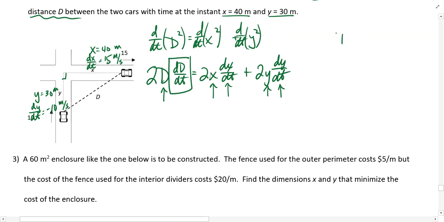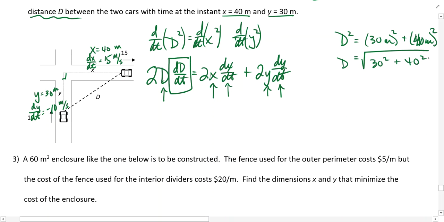But that's actually pretty easy to compute because, again, d squared is equal to x squared plus y squared, which in this case is 30 meters and 40 meters. So d by itself is the square root of 30 squared plus 40 squared meters. And that's a nice 3, 4, 5 triangle. So the distance at this particular moment is precisely 50 meters. So as it turns out, we do have 5 of the 6 components.